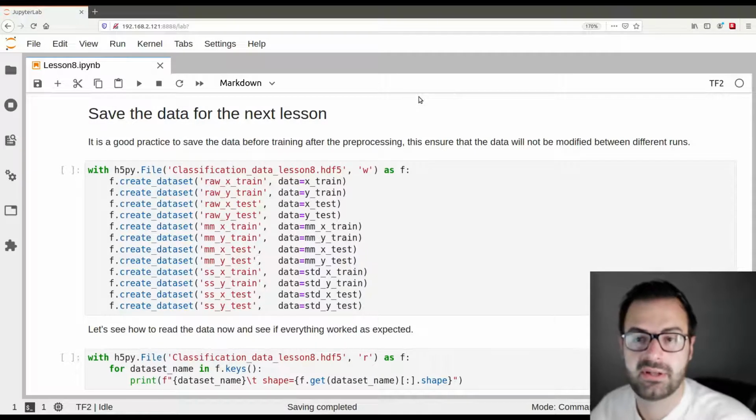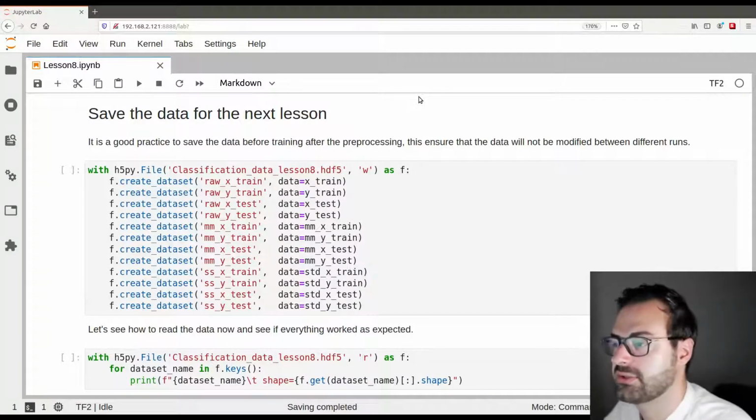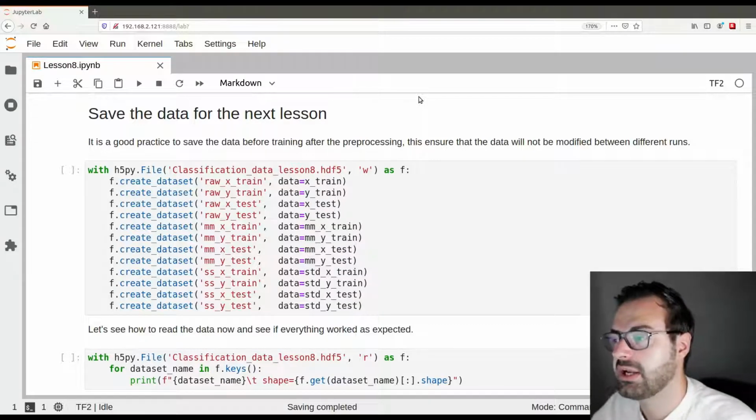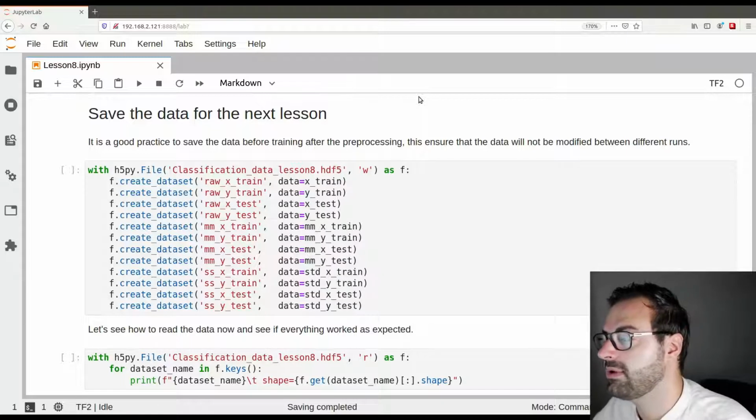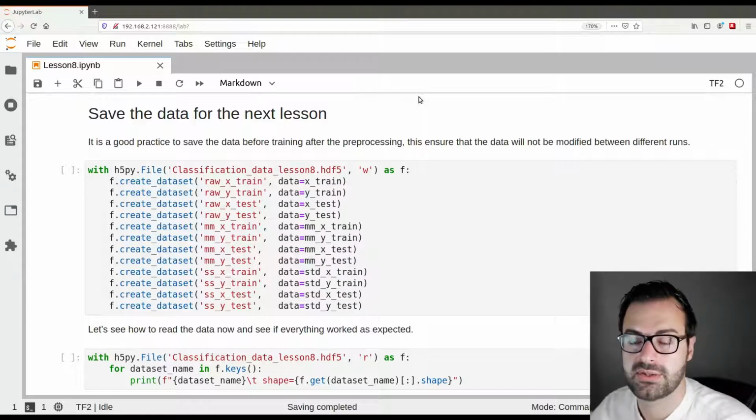Okay, so now we are reaching the end of this lesson, in which we have to save the data for the upcoming lessons. Remember, it's a good practice to save the data before training, after the pre-processing. This ensures that the data will not be modified between different runs. And this is very important. This can also be a question that people might ask you during an interview.